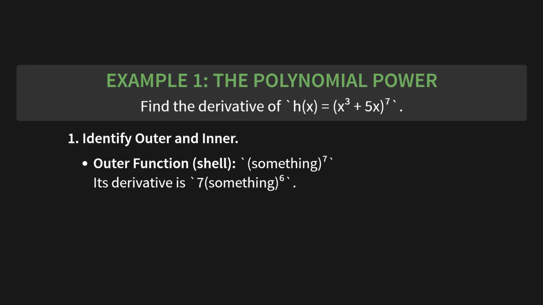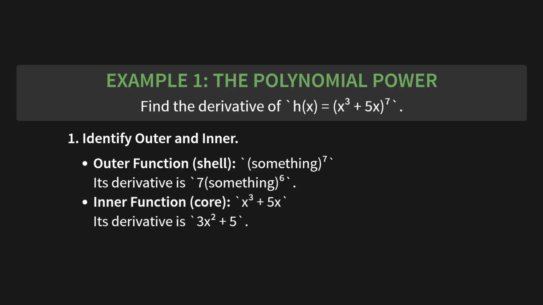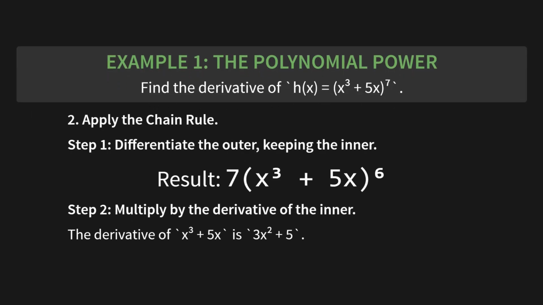The outer function, the shell, is something to the 7th power. Its derivative is 7 times something to the 6th power. The inner function, the core, is x cubed plus 5x. Its derivative is 3x squared plus 5. Okay, now let's apply the chain rule.